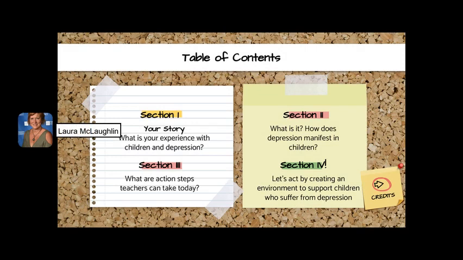So here's the table of contents for this presentation. The first section will be your story. What is your experience with children and depression? The second section is what is it? How does depression manifest in children? The third section is what are action steps teachers can take today? And the fourth section is let's act by creating an environment to support children who suffer from depression.